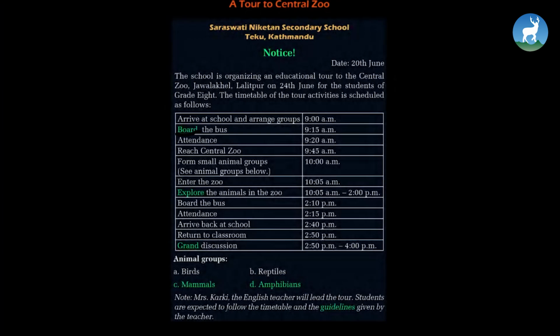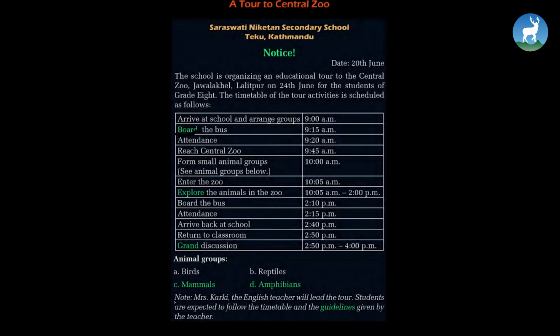Now let's dive into animal groups that the chapter was talking about right over here from small animal groups. See? So the animal groups are birds, reptiles, mammals, and amphibians. What this means is the students are going to be divided into 4 groups. The name of the first group is going to be birds, the second reptiles, the third mammals, and the fourth one is going to be named amphibians.